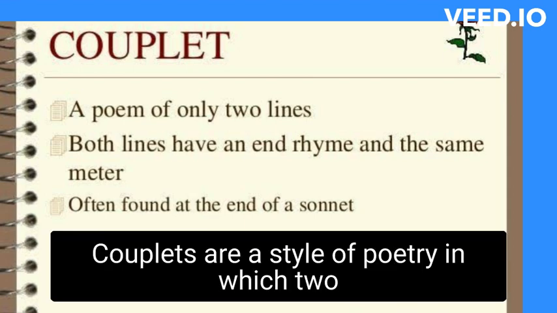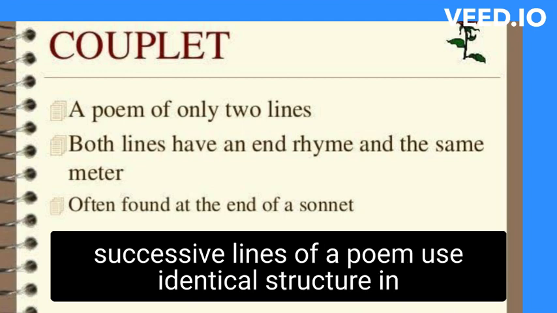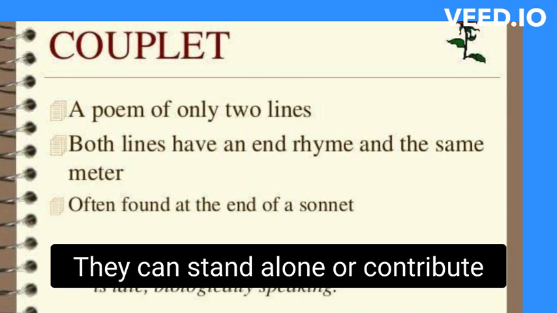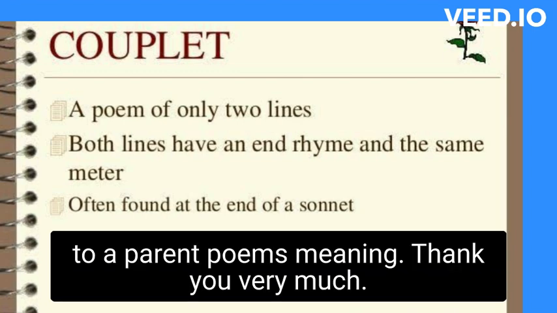Couplets are a style of poetry in which two successive lines of a poem use identical structure in order to convey meaning or ideas. They can stand alone or contribute to a parent poem's meaning.